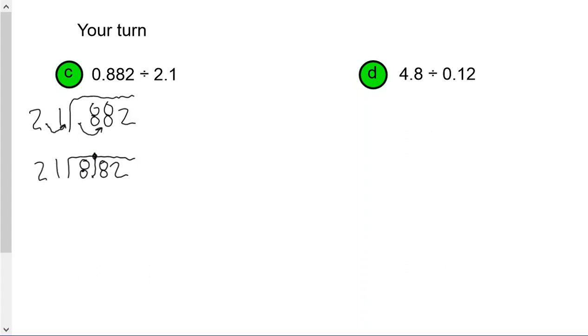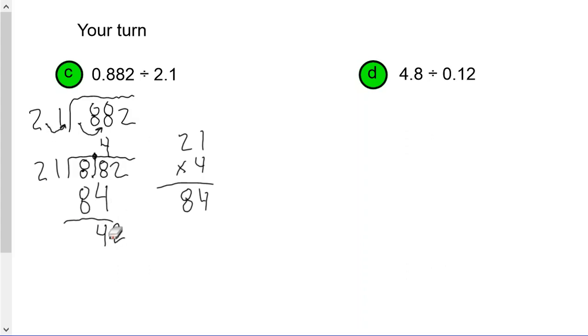21 can't go into 8, but how about 88? 21, I'm going to say 4. 21 times 4 will give you 84, so that'll work. So 21 times 4, and remember, it can't go into that 8, so it needs to be behind the decimal, so we'll put that 4 here, and we'll get 84. And that will leave us with 42.